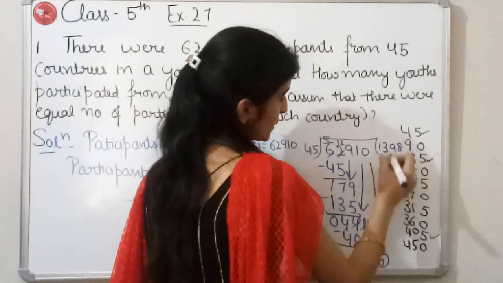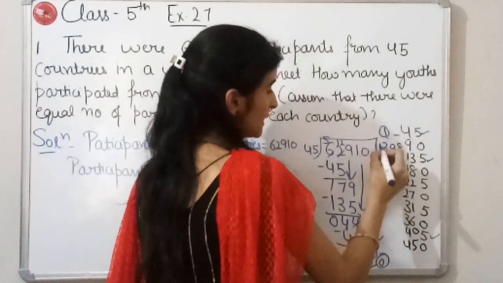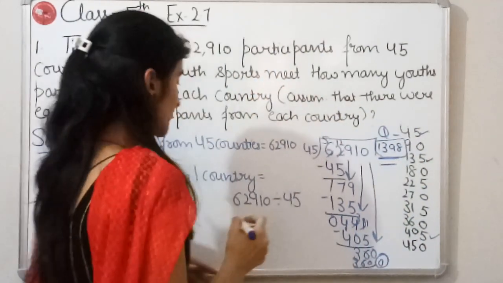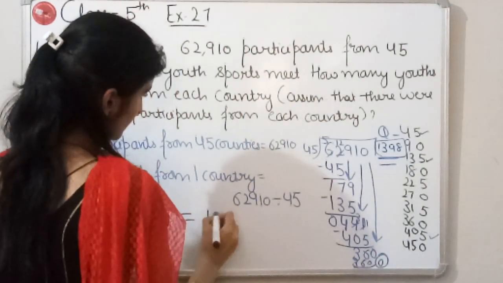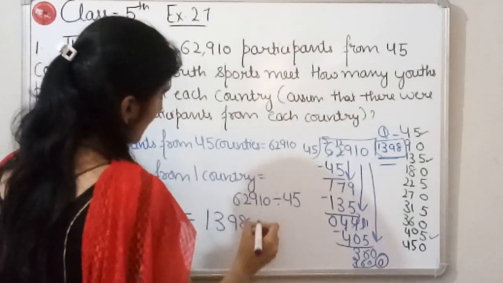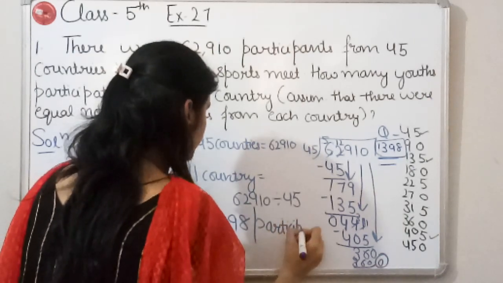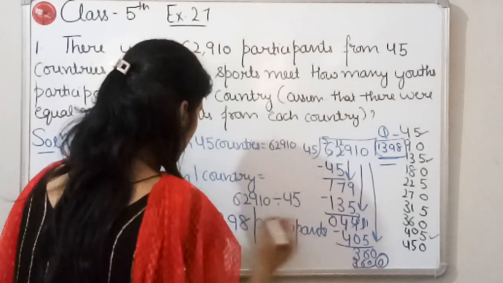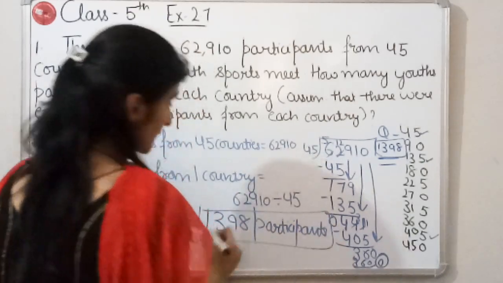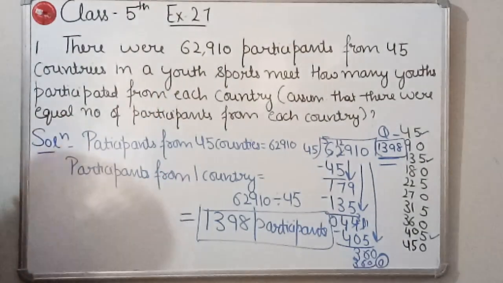So what is the quotient? Quotient is 1398. It means there were 1398 participants from each country. Fine. What we were given?